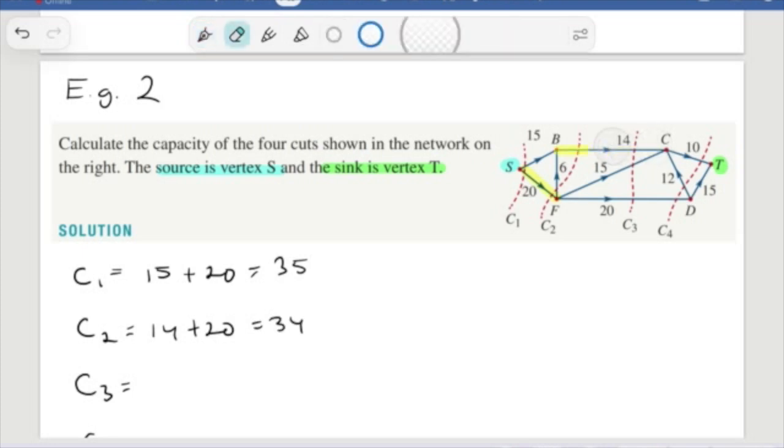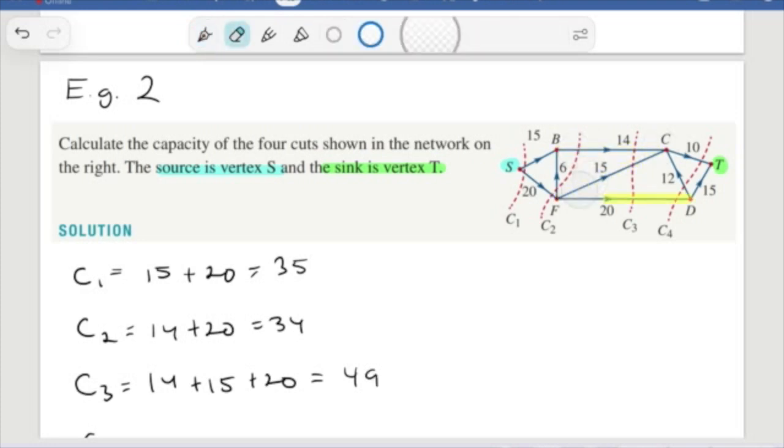Next one, we're looking at cut 3. We can see that this cut passes through this edge and this edge. They separate source to sink, and all of them are flowing in a direction from left to right. So we are going to add those. So we have 14 plus 15 plus 20. That is going to give us 49.